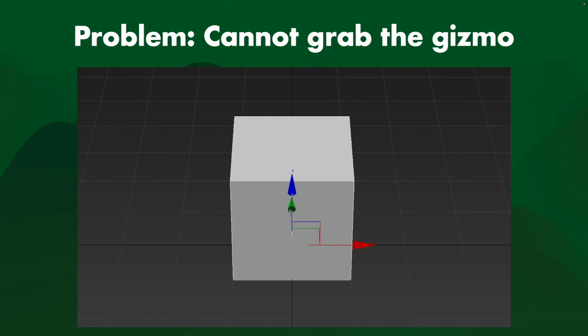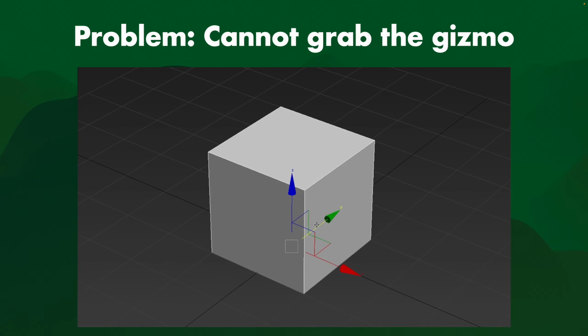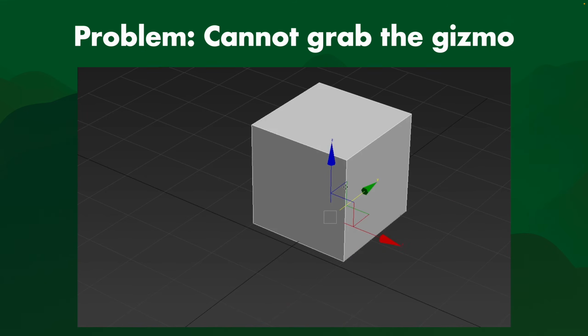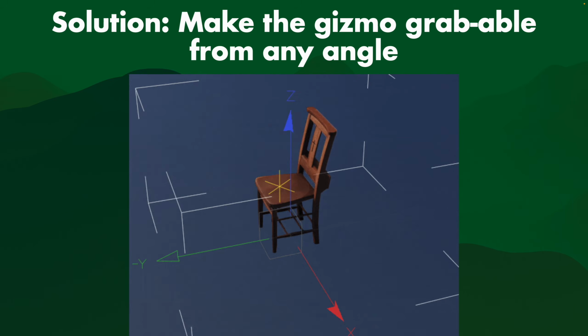So again, what was the problem that we were really dealing with? Well, users cannot grab the gizmo easily. There's a lot of arrows, and sometimes they got to rotate the camera and then they can grab the arrow. So what was the solution? The solution was make the gizmo grabbable from any angle.